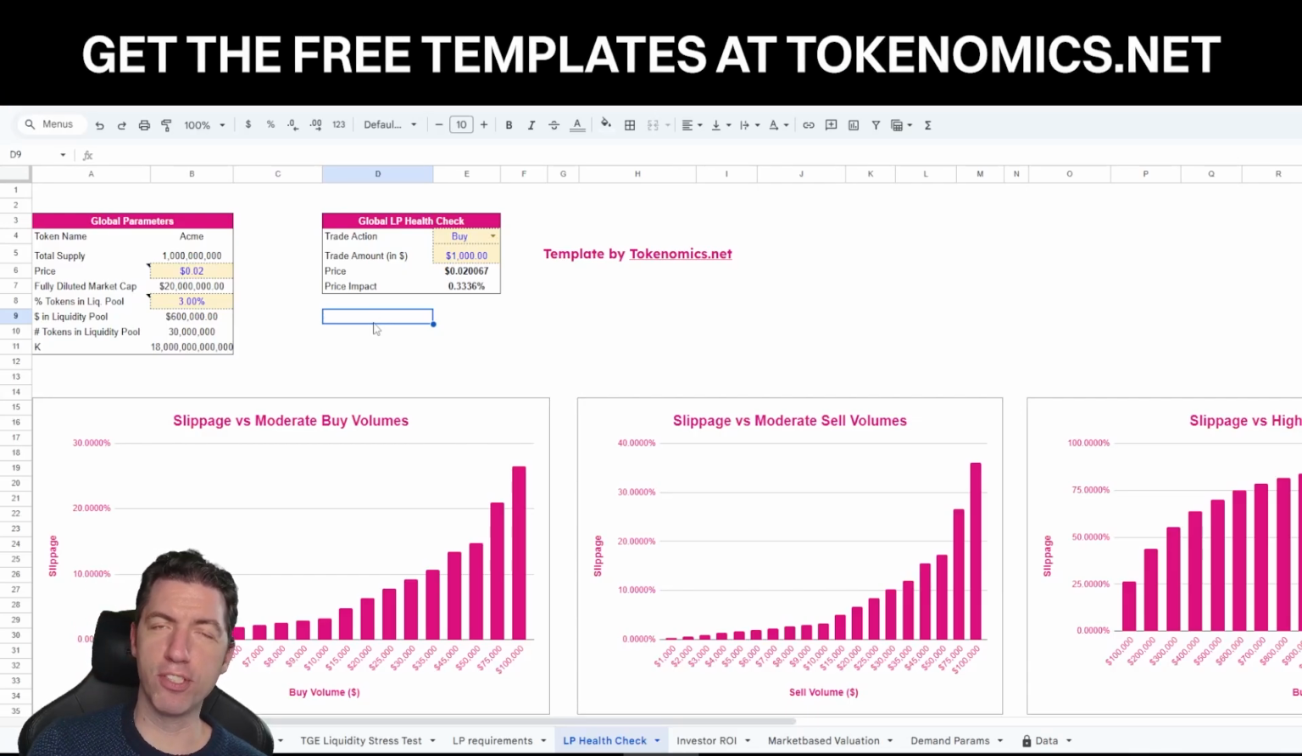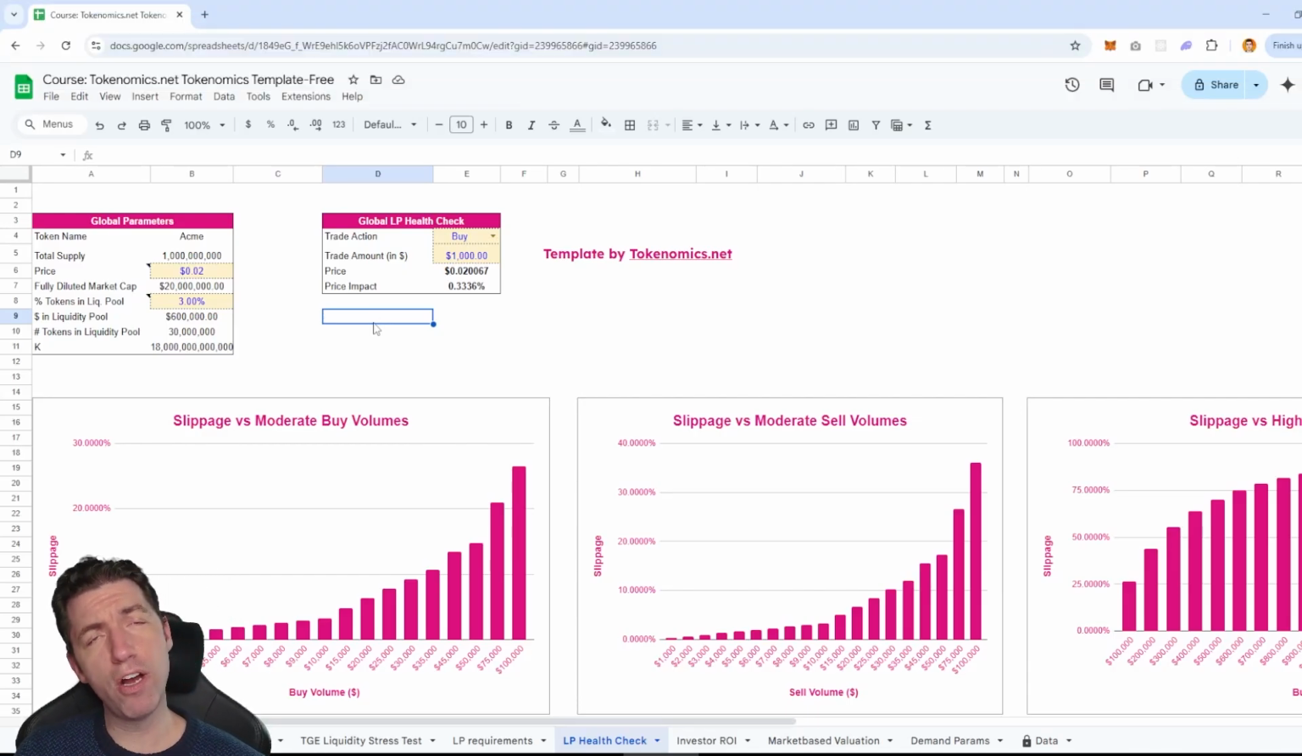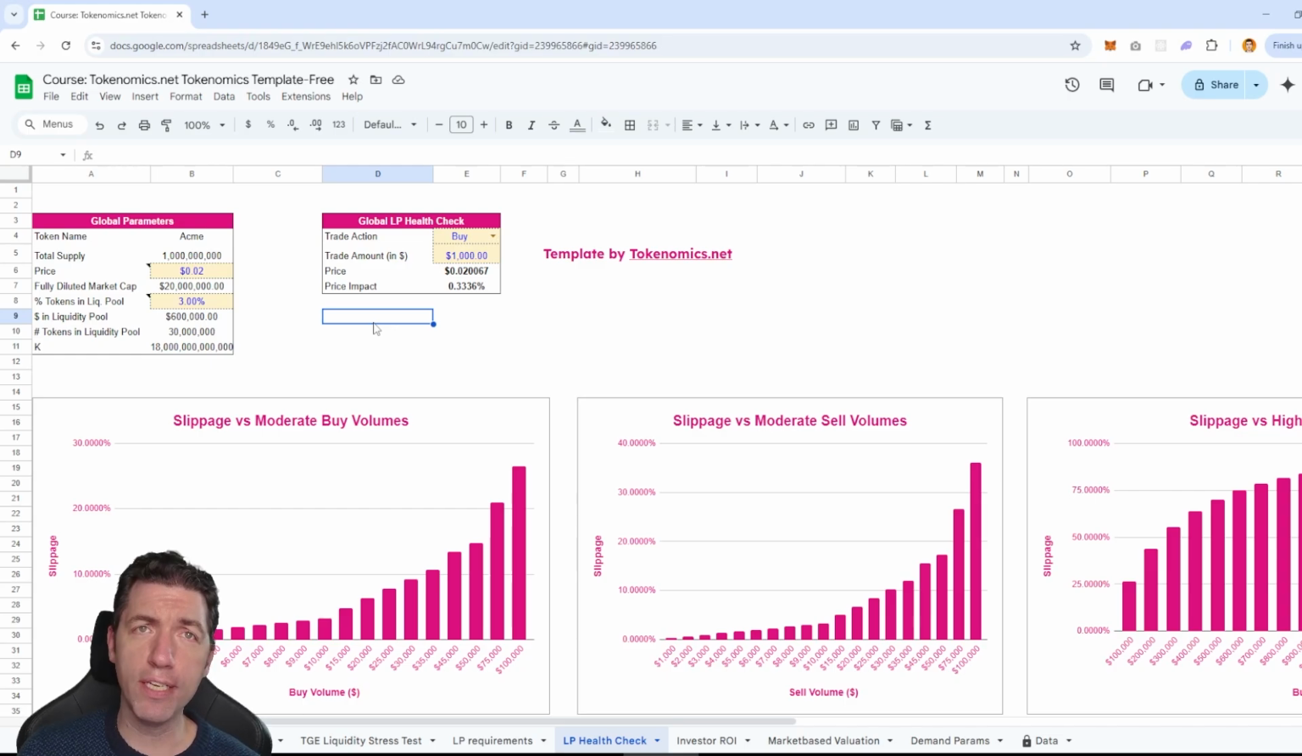So you've probably heard the term slippage before, I'm sure. Now, you also want to understand how it relates to your token and your price volatility. All this is extremely important, and that's exactly why we have this LP health check for you as well. So this is the tab that you want to be on.